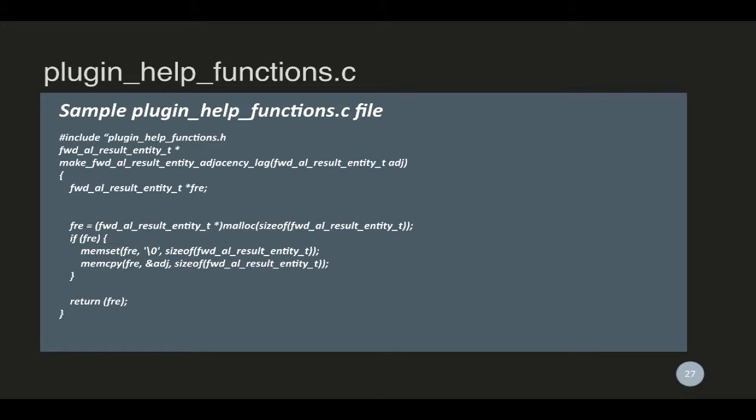Then we create a pointer, we malloc the size of it, then we memset and memcpy whatever we need to, and then we return that pointer. So the basic point to be noticed here is that we are returning the pointer to forward_AL_result_entity_t, and that is what we are returning.